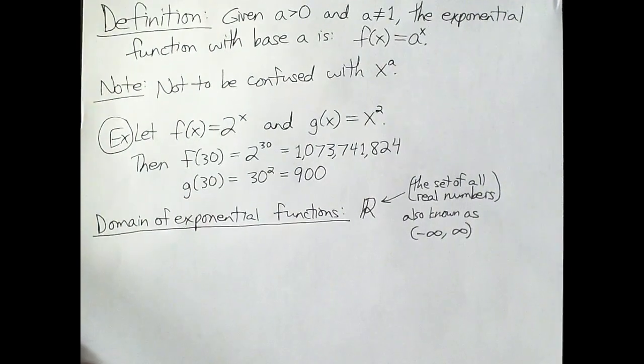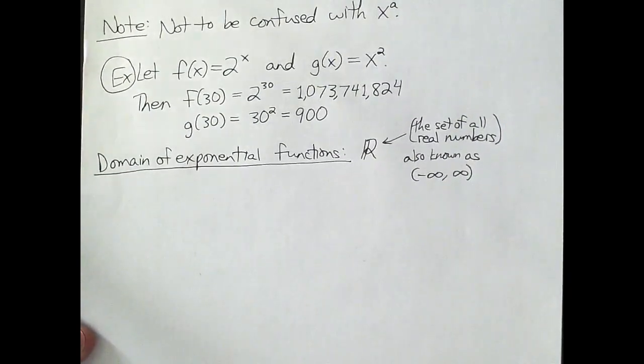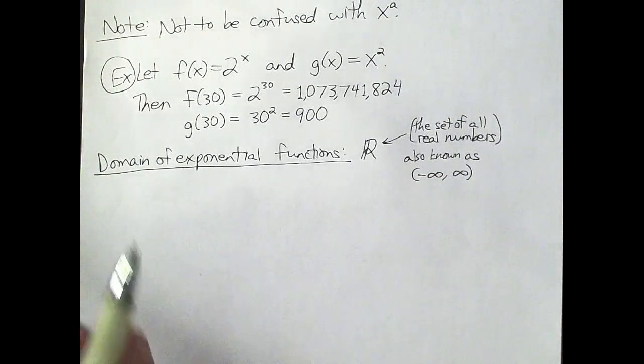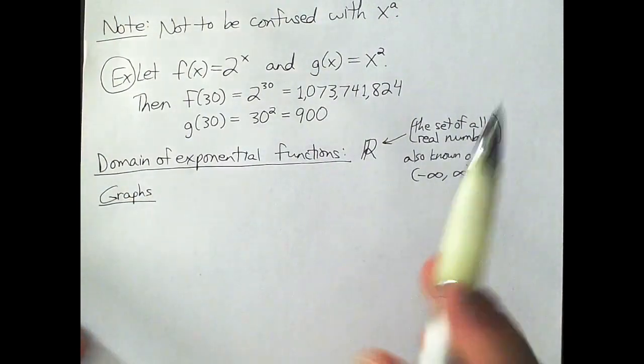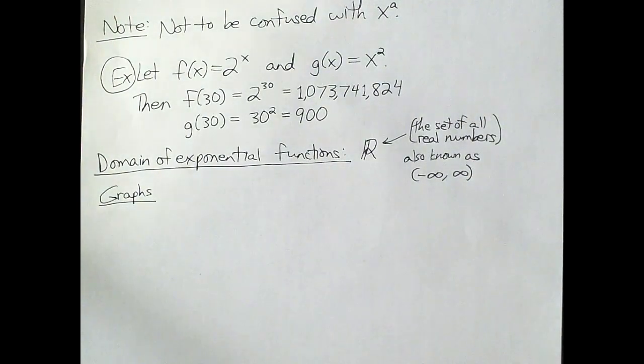Okay. Now, in this class, or just in math classes in general, when we start talking about a type of function, we like to talk about domain, we like to talk about range, and we like to talk about graphs. So let's talk about the graphs of exponential functions. Now, the exact graph of an exponential function is going to depend on what is the base, right? So 2 to the x and 3 to the x and 4 to the x and 4.5 to the x. You know, different bases should have different graphs.